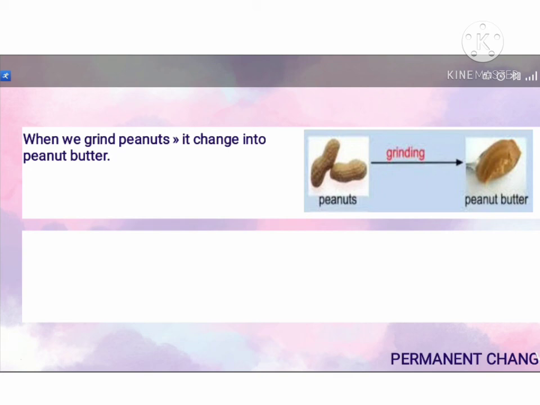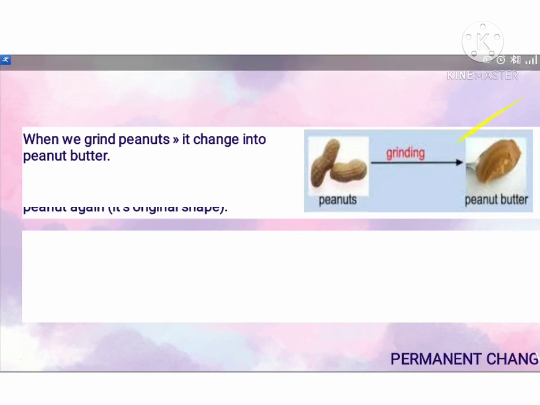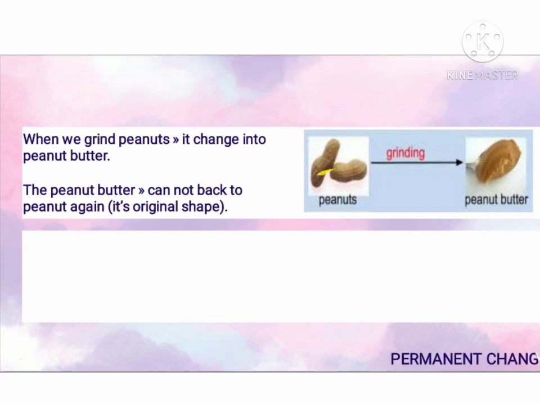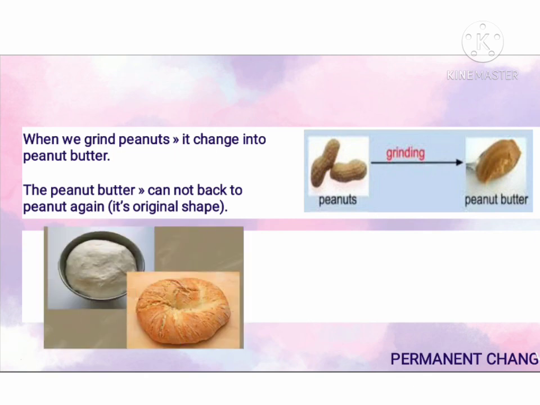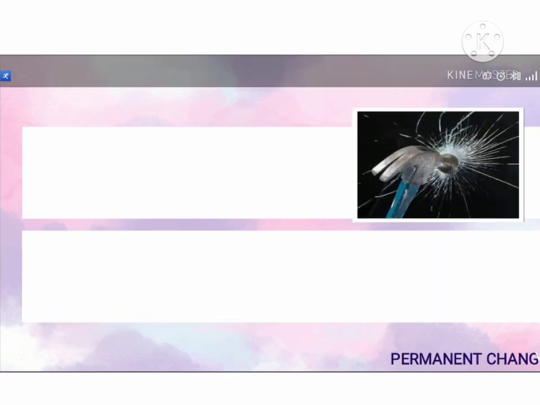Look, if we have a peanut and then we grind it, it becomes peanut butter. But the peanut butter cannot change back again to the original peanut. That's why we call it permanent. What about the other? Look at this. Do you know what this is? Yes, this is dough. If we bake the dough, it changes into bread. And the bread cannot change back into dough. That's what we call permanent.